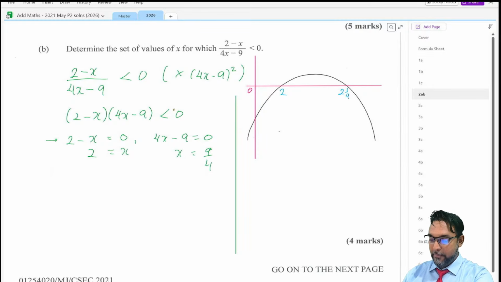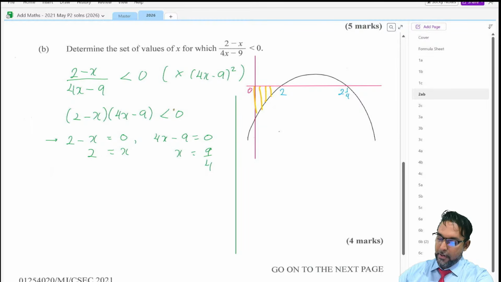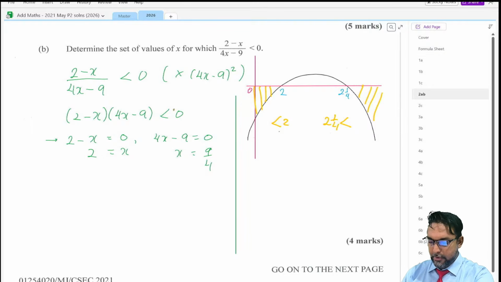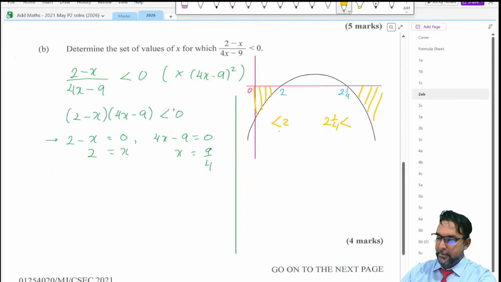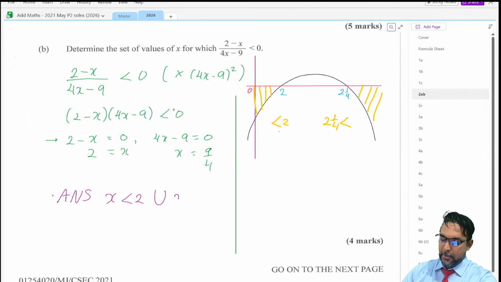So less than 0, right? Less than 0 means the negative parts of the curve, which would be down here and above here. So that would mean less than 2 and greater than 2 1/4. 9 over 4 is 2 1/4, right? Determine the set of values for x. So my answer, with the union, would be x less than 2 union x greater than 2 1/4. It's a very narrow band where it's positive.